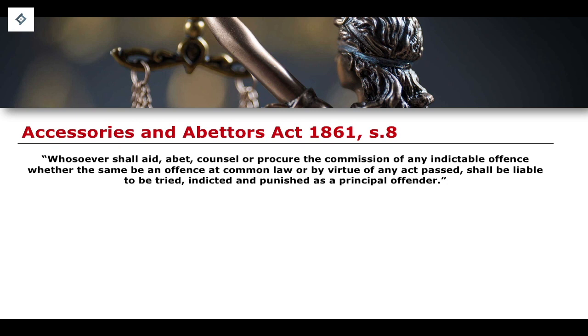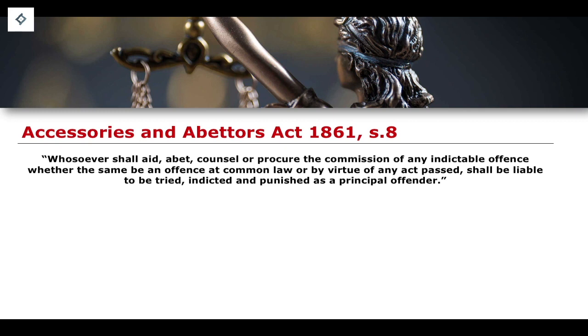And what it says is, whosoever shall aid, abet, counsel, or procure the commission of any indictable offence, whether the same be an offence at common law or by virtue of any act passed, shall be liable to be tried, indicted, and punished as a principal offender. So what this provision does is outline a number of different ways in which you can be an accessory to a crime, a secondary defendant, or a secondary participant. This is through aiding, abetting, counselling, or procuring the commission of any indictable offence.